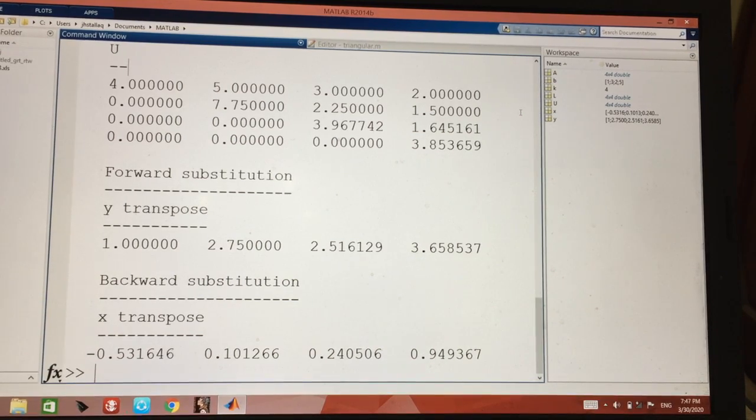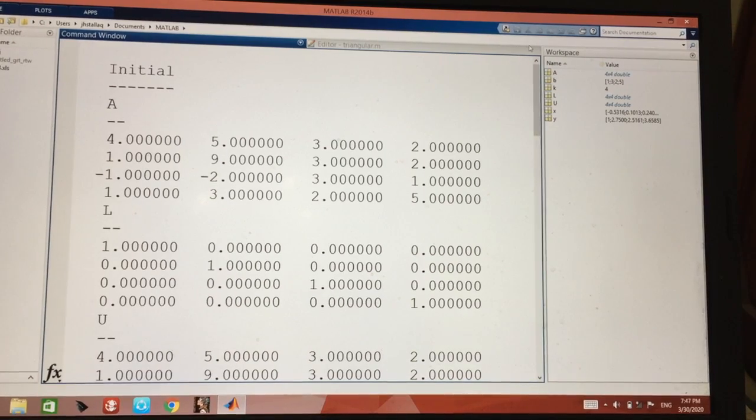From MATLAB, let me go to MATLAB again. When A is equal 4, 1, minus 1, 1, minus 1. No, here, sorry. Okay, let me correct that. Okay. So we have 1 here and minus 1 here.